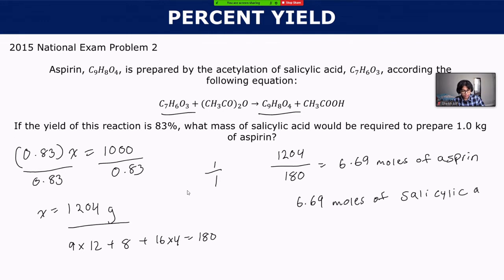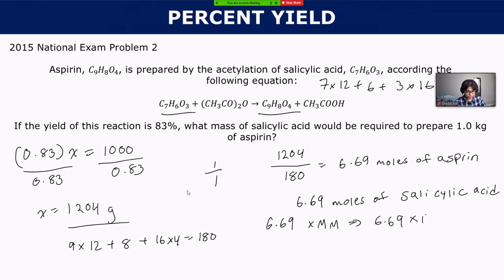The question asks what's the mass, so we can easily determine the mass by just multiplying 6.69 times the molar mass. And the molar mass is going to be 7 times 12 plus 6 plus 3 times 16. And that is going to equal 138. So 6.69 times 138 equals 623 grams.